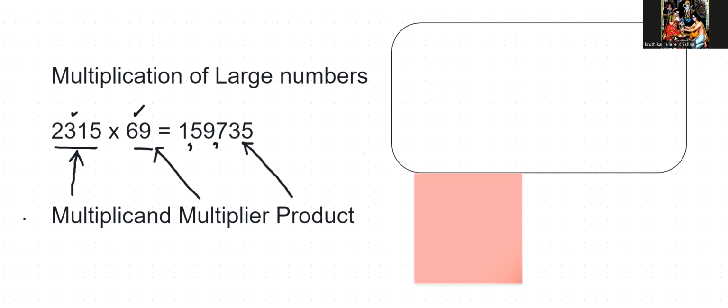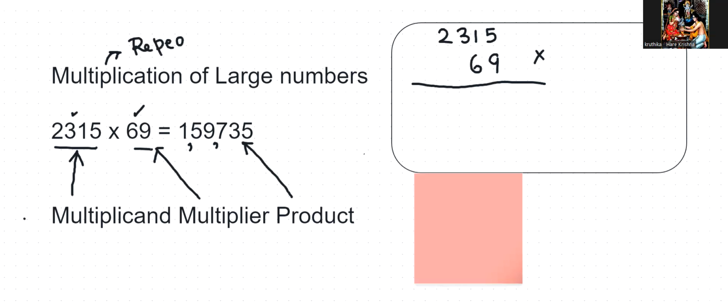Okay va? So இங்க ரொம்ப நம்ம இம்பார்ட்டண்டா கவனிக்க வேண்டியது என்ன அப்படின்னு பார்த்தா, 2315 into 69. So இந்த ரெண்டையும் மல்டிப்ளை பண்ண போறோம். Multiplication is nothing but it is called repeated addition. So what is multiplication? Multiplication is nothing but it is repeated addition.